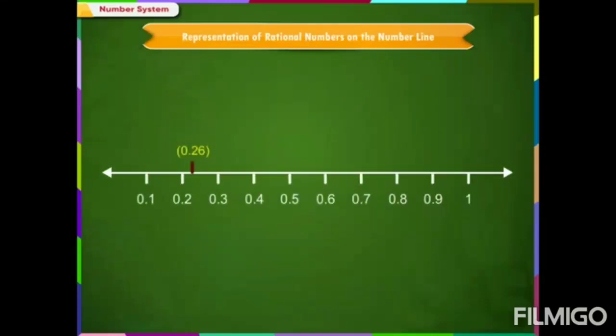Decimal numbers like 0.26, 0.37, 0.58, 0.71, 0.8, etc. are also rational numbers, as each of them can be expressed as a fraction. Decimal numbers can also be represented on a number line as shown on the screen.